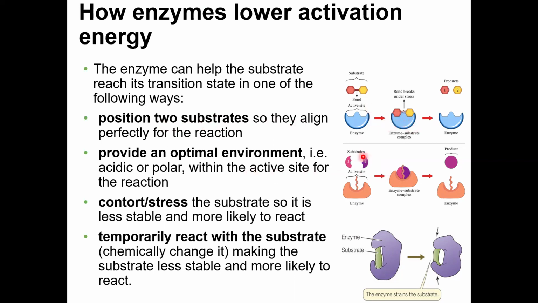It provides an optimal environment, whether it's acidic or polar, within that active site, where it gets adjusted, and then it contorts and stresses the substrate, so it's less stable and more likely to react. When it's less stable, it's more likely to react, so it can change the substrate to actually get it up and running properly, and then temporarily react with the substrate to chemically change it and make it less stable.